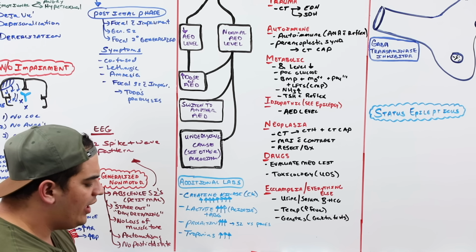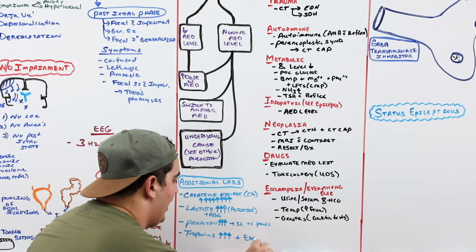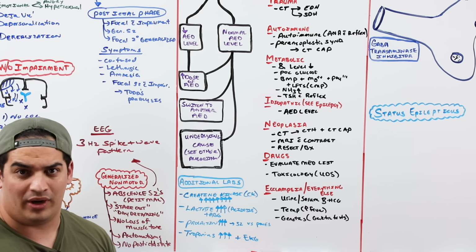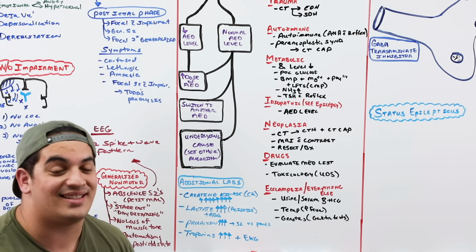Okay? And if you get troponins, you should add on an EKG just to make sure that you rule out any arrhythmias as well. Because you know what another type of differential for seizures is? Syncope.